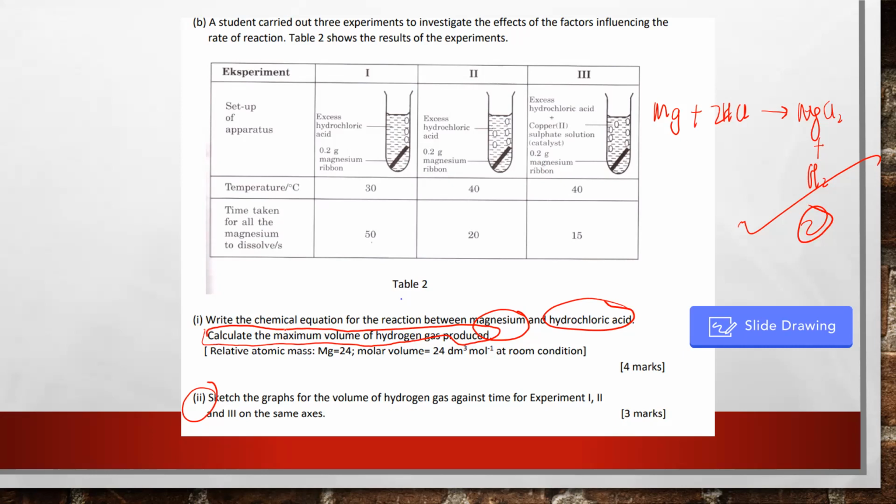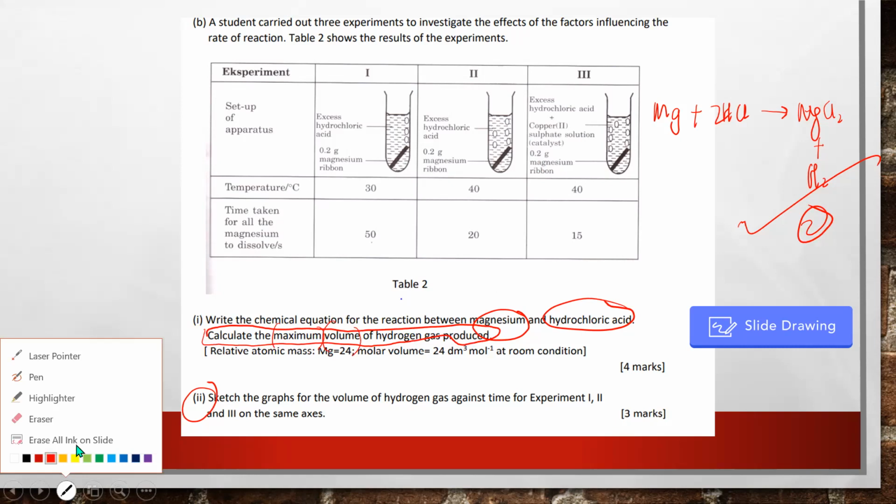All right. Teacher, how to find the maximum volume of hydrogen gas? Okay. So if you look at the question that Karthik just did, he did the equation.